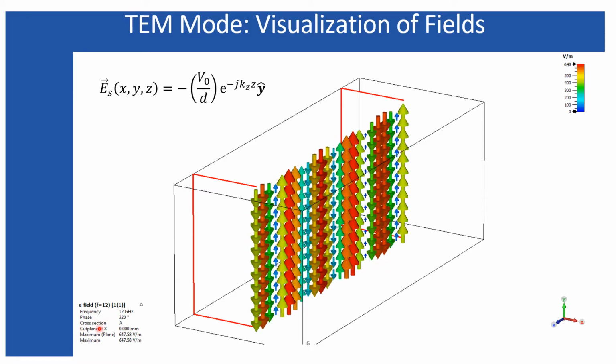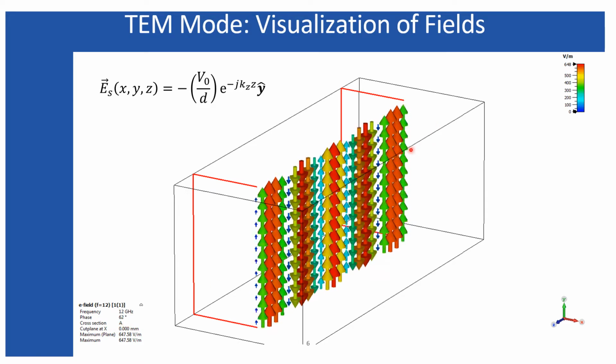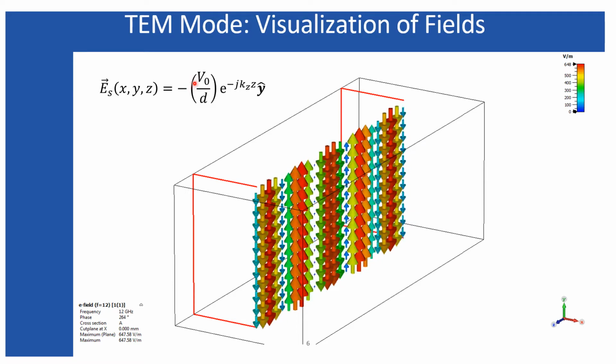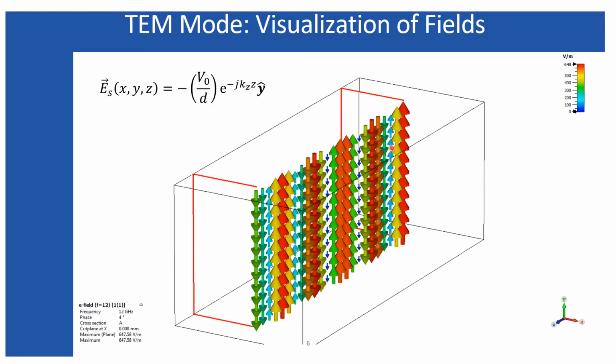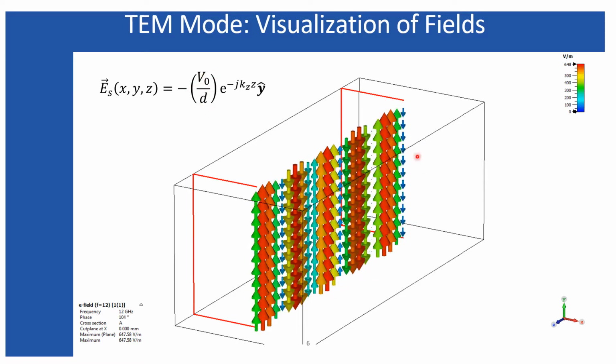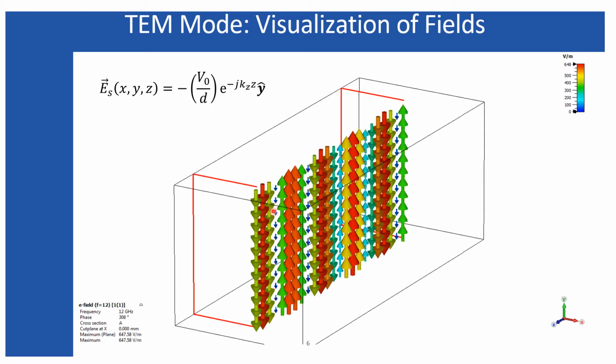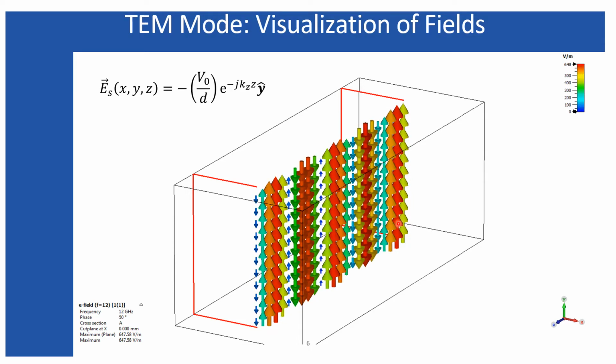As the phase gets changed, the propagation is taking place along the z direction, and you can see it is a constant electric field. The total electric field has a constant magnitude, so that is why the magnitude is constant, and it is varying along the z direction but directed along the y direction.